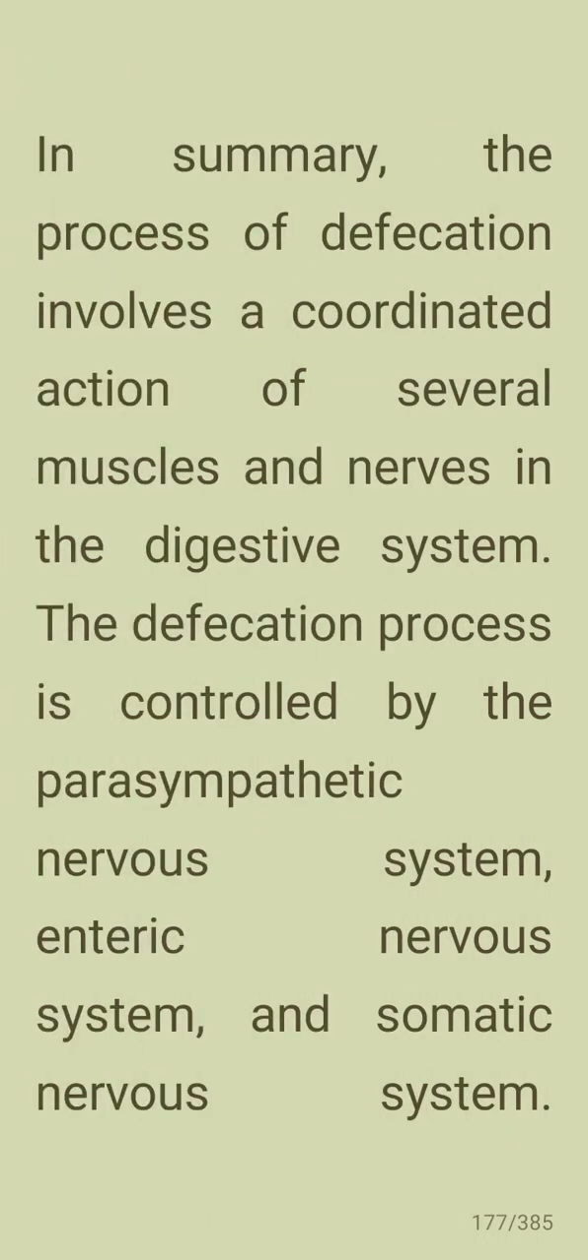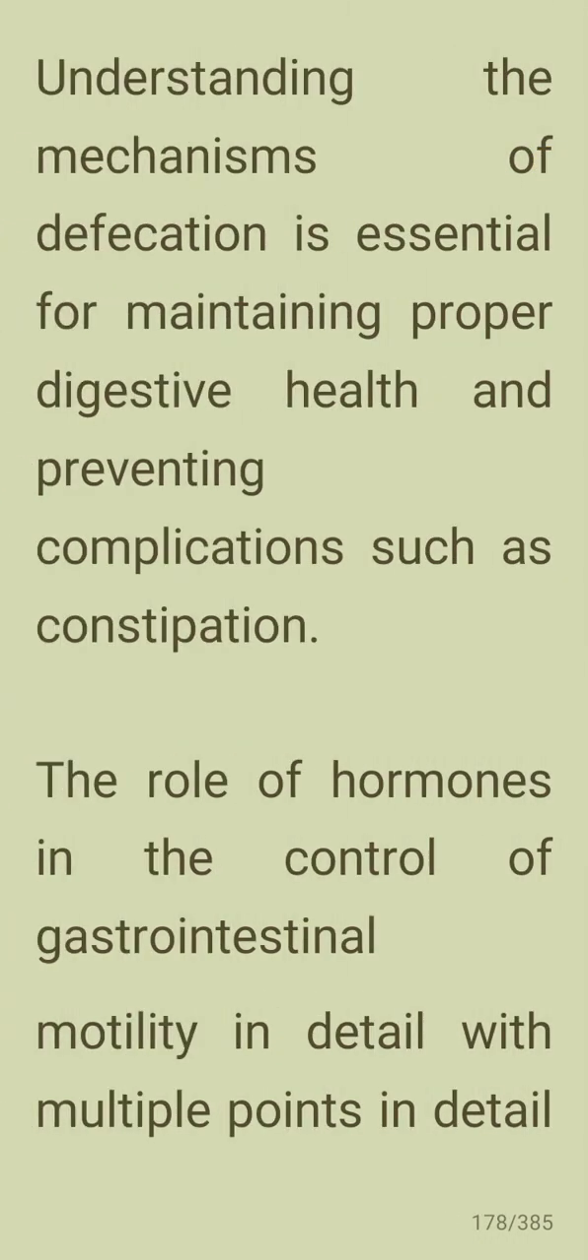Then, in summary, the process of defecation involves a coordinated action of several muscles and nerves in the digestive system. The defecation process is controlled by the parasympathetic nerve system, enteric nerve system, and somatic nerve system. So, understanding the mechanisms of defecation is essential for maintaining proper digestive health and preventing complications such as constipation.